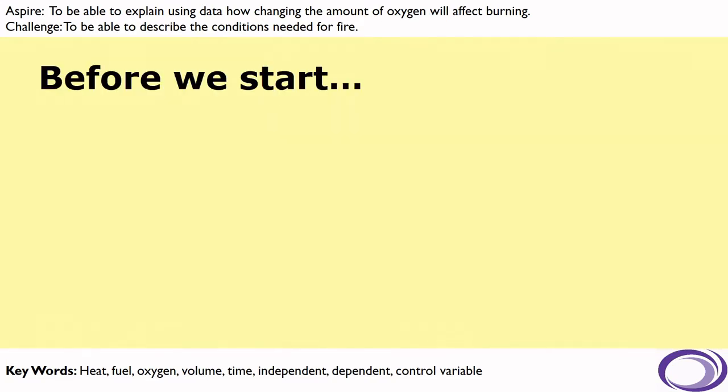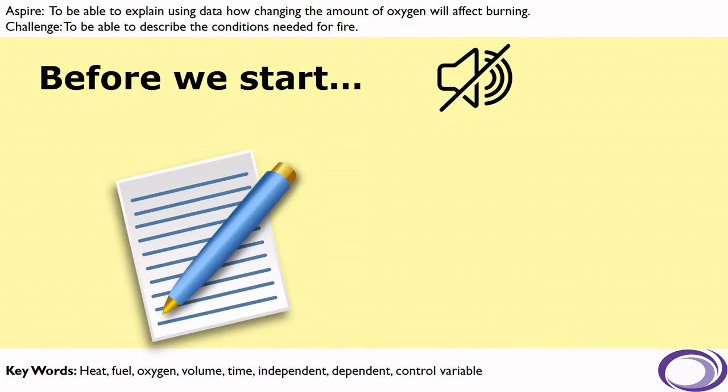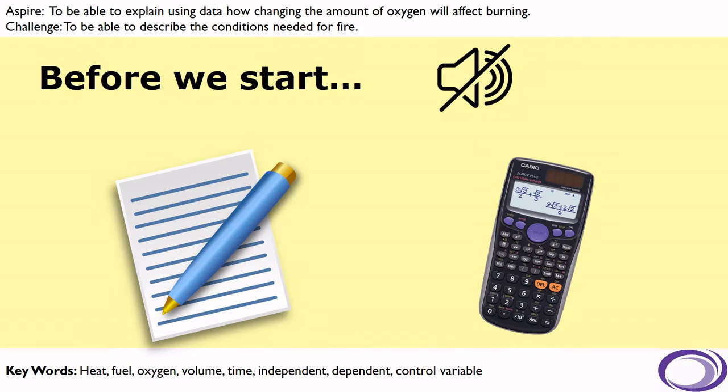Now before we start, it would be really useful if you turned off your notifications so that you didn't get distracted during this lesson. It would also be really useful if you had a pen and a piece of paper, and in today's lesson, it would also be great if you had access to a calculator.